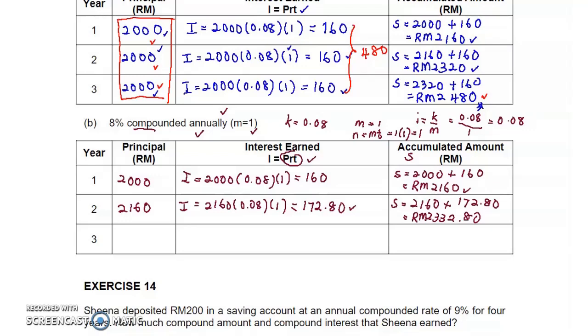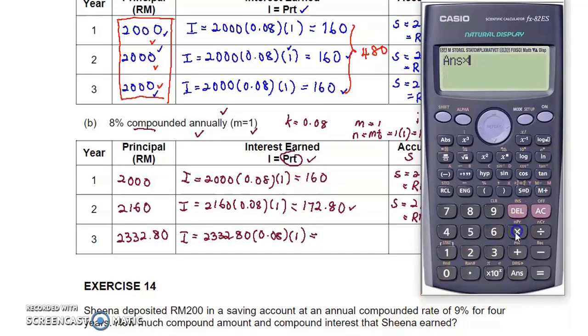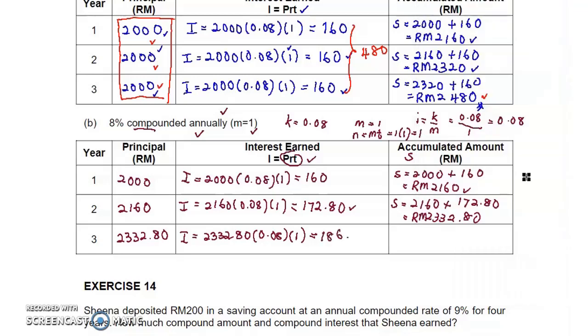So the third year principal now will be 2332.8. How do we calculate interest? The new principal 2332.8 times the rate of interest, so multiplied by 8%. The third year interest that you will earn is 186 ringgit 62 cents.